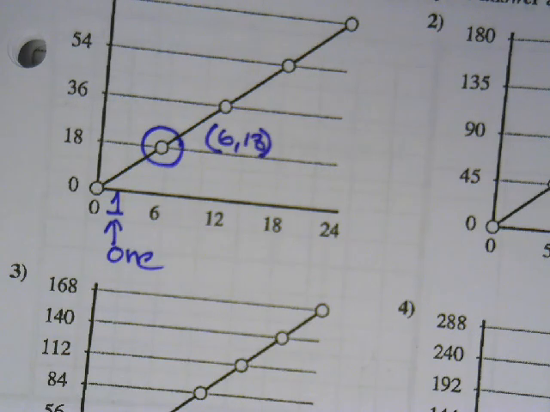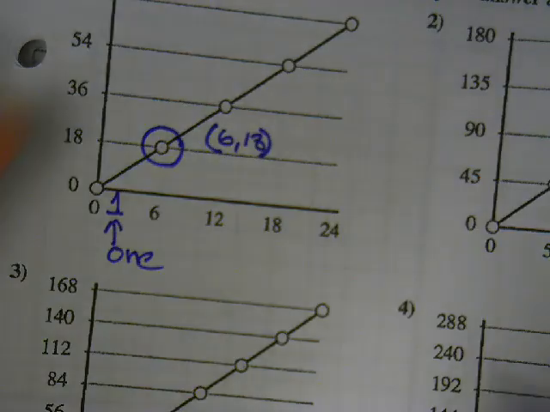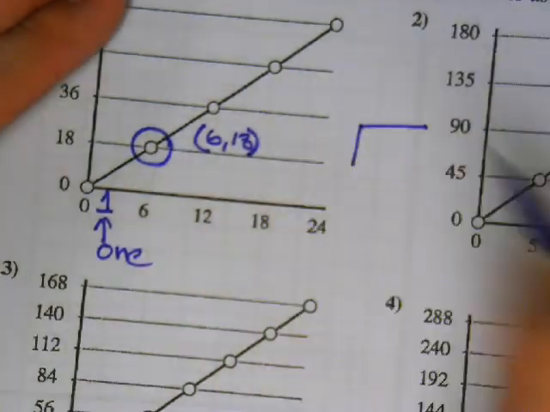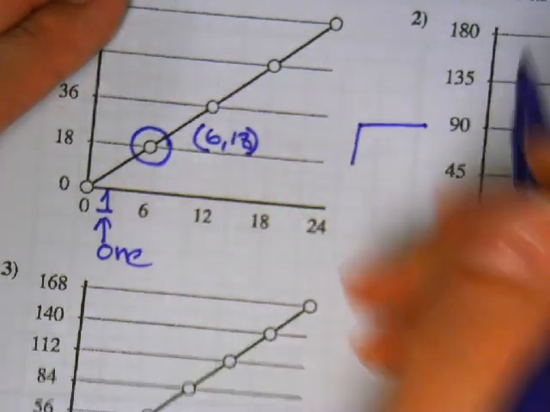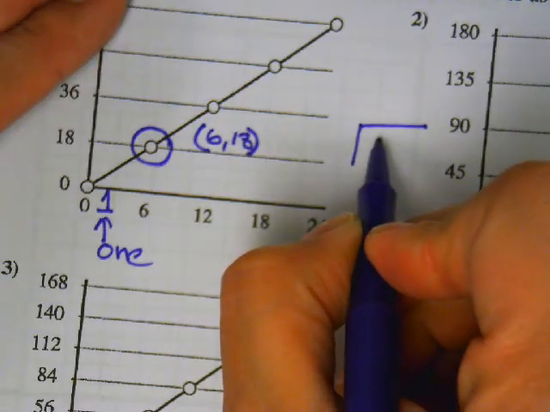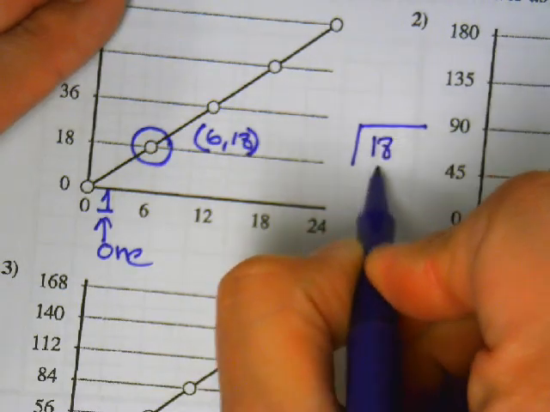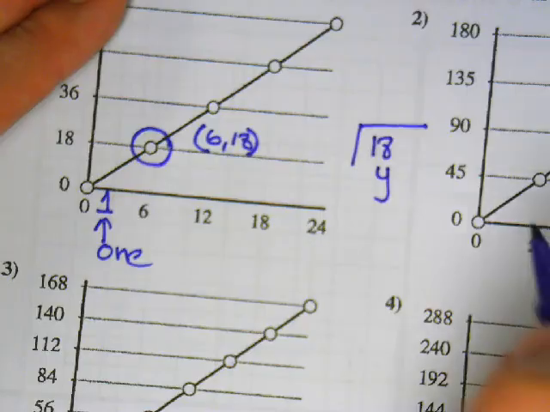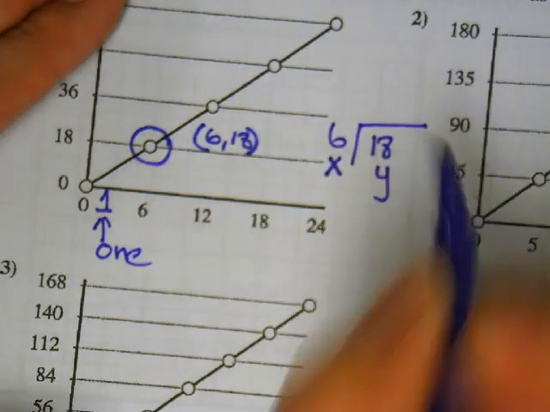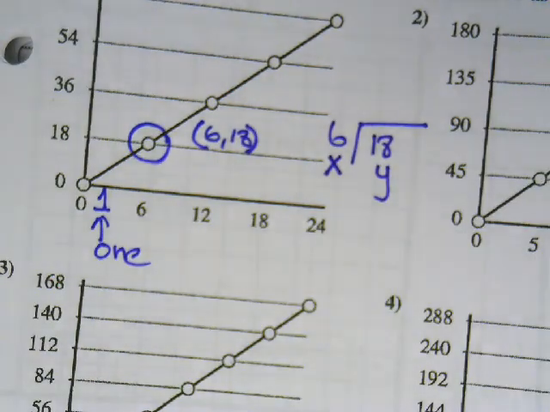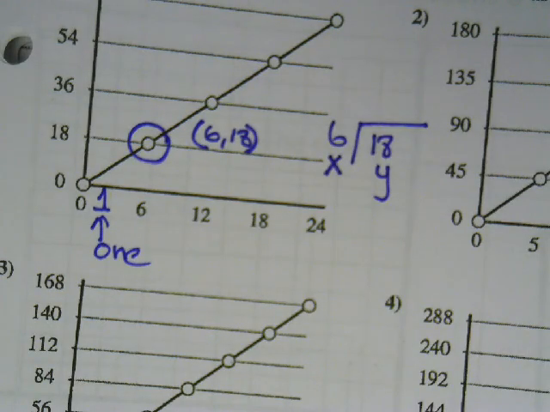So, how do I find the unit rate of something? What math do I do? Division. So we're going to divide. You pick this point, you're going to divide. What number goes inside? 18, the y goes inside. What goes outside? The 6. The x goes outside. It's always the y inside, the x outside.